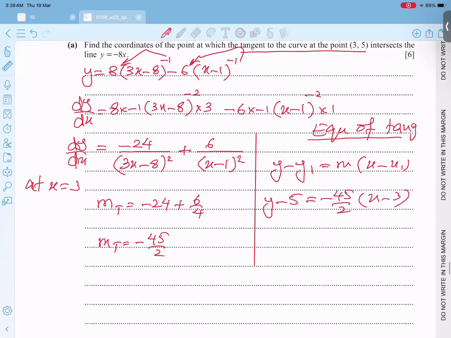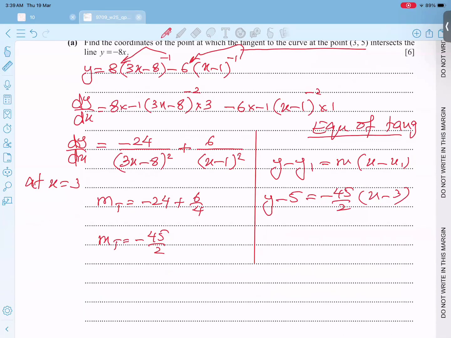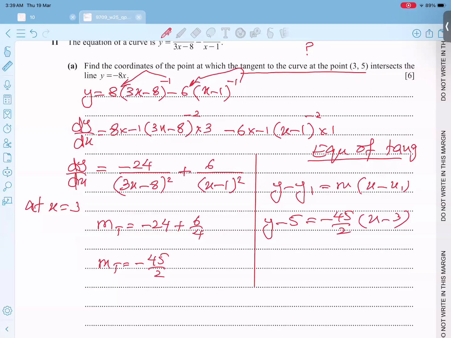Now the 2 multiplies there. First of all, students, this is a question of tangent. We can stop here, or we can multiply both sides. But to make it easy, multiply both sides by 2: 2 times 5 is 10, and negative 45x, and 45 times 3 gives us 135. So this is done.